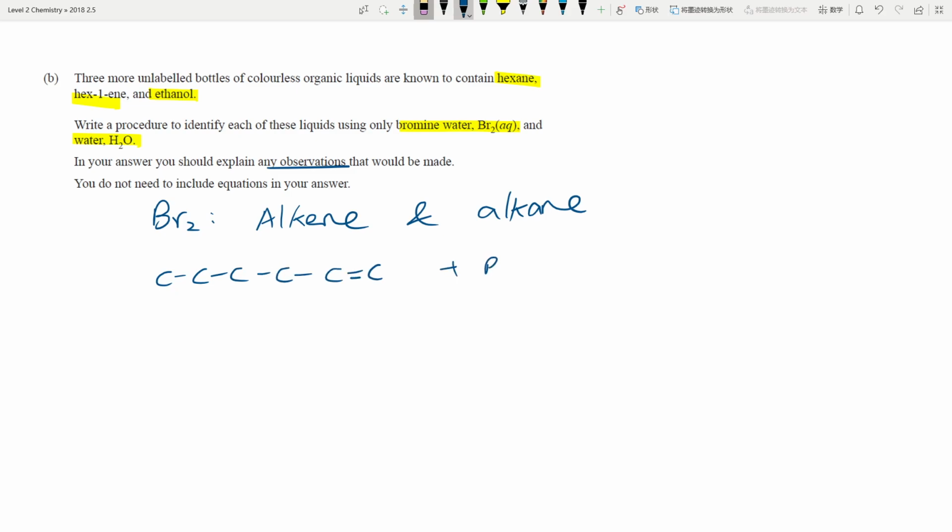If you add bromine water, you are going to make C, C, C, C, C, C, and then the 2 bromines will be added onto the two carbons. You can do the H's, I can't be bothered. So just make sure every carbon has 4 bonds. But the key thing is that there's no reagents required.